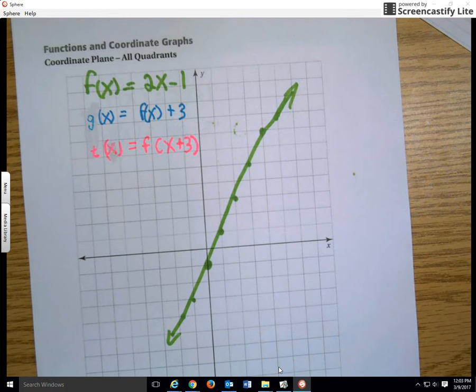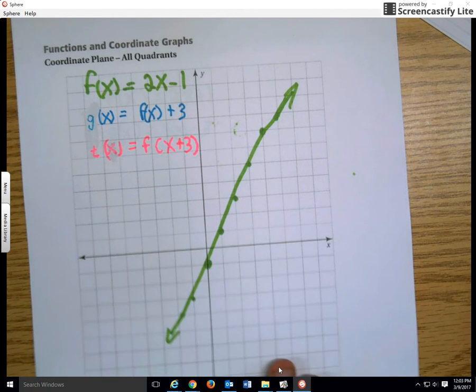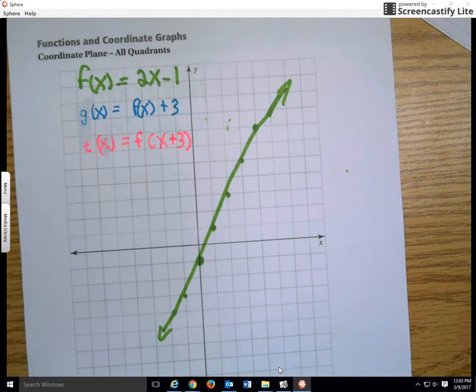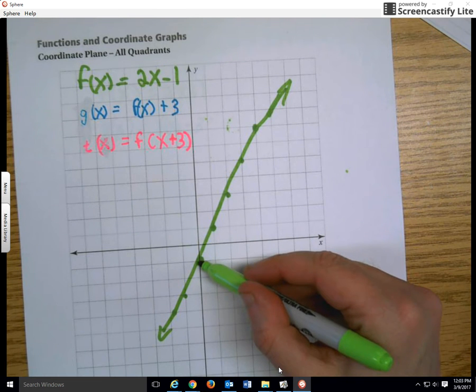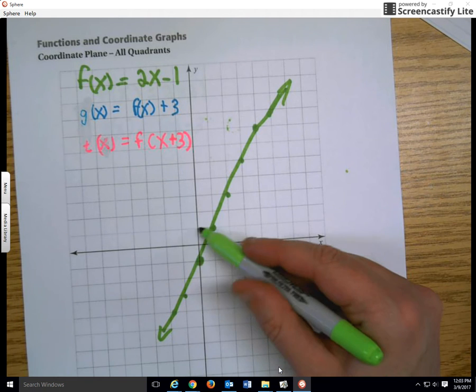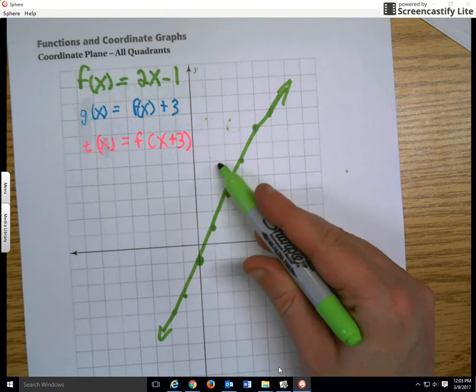So let's look at the first. I just rewrote the function notations here. So I went ahead and found the m, -1. The b is, the m was 2 over 1. And I graphed it for us here.